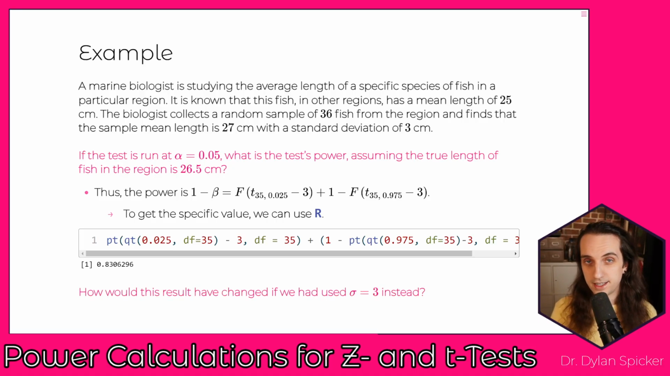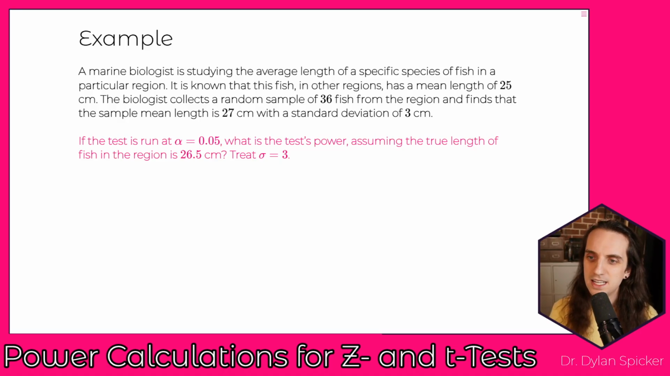Now, it's important to take a quick look and see, well, what if instead of this being the sample standard deviation being 3, what if instead it had been the population standard deviation? Okay, so we can work through the same example again, but this time assuming that the population standard deviation is equal to 3. Otherwise, all of the numbers are exactly the same.